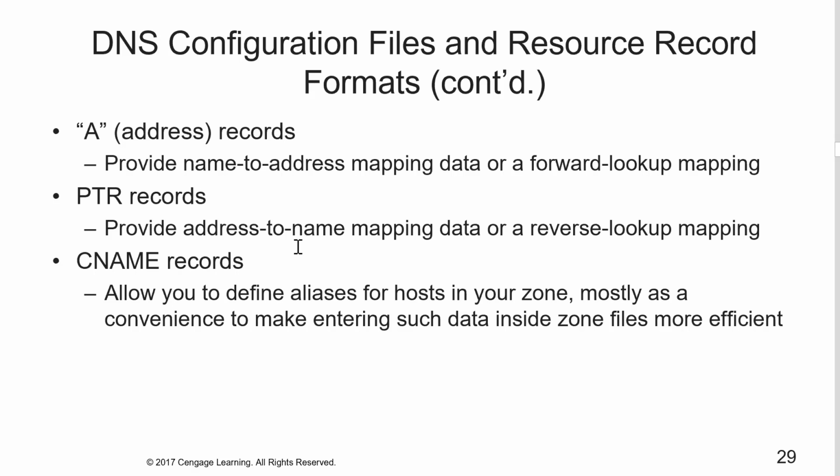A records, so address records, provide name to address mapping data, forward lookup mapping data. Pointer records provide address to name mapping, or reverse lookup mapping. The CNAME records allow you to define aliases for your hosts in the zone, and really CNAMEs are mostly a convenience to make the data entry process more efficient in the zone files.